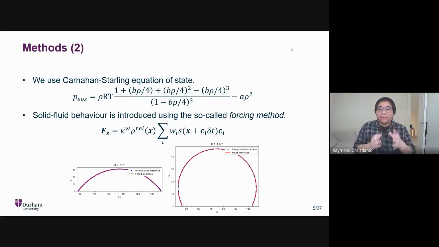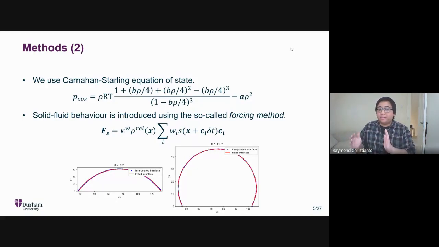So we have this kappa W term, which will turn the surface either hydrophilic or hydrophobic. Positive kappa W means we have a hydrophilic surface, like the left picture. And negative kappa W means we have a hydrophobic surface, as shown on the right picture. We also have rho rel, or rho relative, which scales the local density value to make sure this forcing method only works on the liquid, not the gas. Therefore, it will be 1 when the local density is almost equal to the liquid density, and almost 0 when it is close to the gas density.